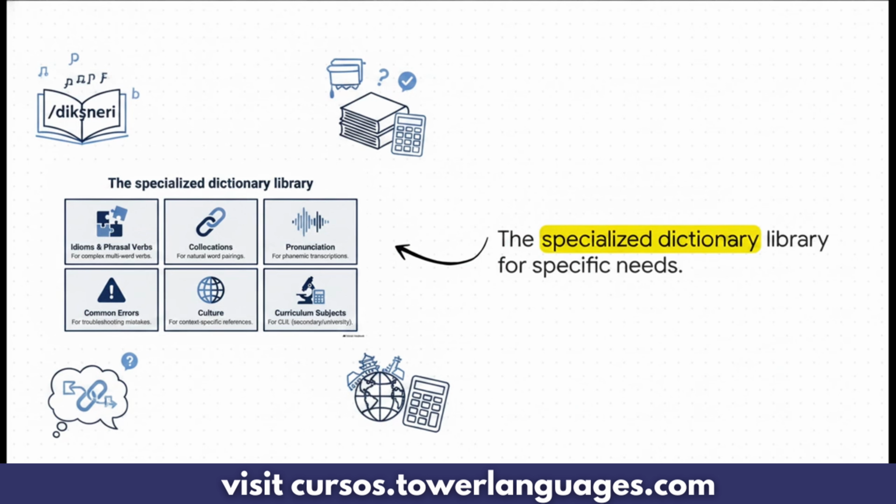Of course, sometimes a general dictionary just doesn't cut it. That's when you hit the specialized dictionary library. Let's say you're suddenly assigned to teach a CLIL geography class tomorrow, Content and Language Integrated Learning. A specialized curriculum dictionary is going to be your absolute best friend. Or, if you need help sounding out a tricky word, you'd grab a pronunciation dictionary. Teaching a text full of cultural references, a dictionary of culture gives you that specific context. There's literally a dictionary for everything. Idioms, phrasal verbs, common errors, you name it. They've got you covered for any teaching challenge.